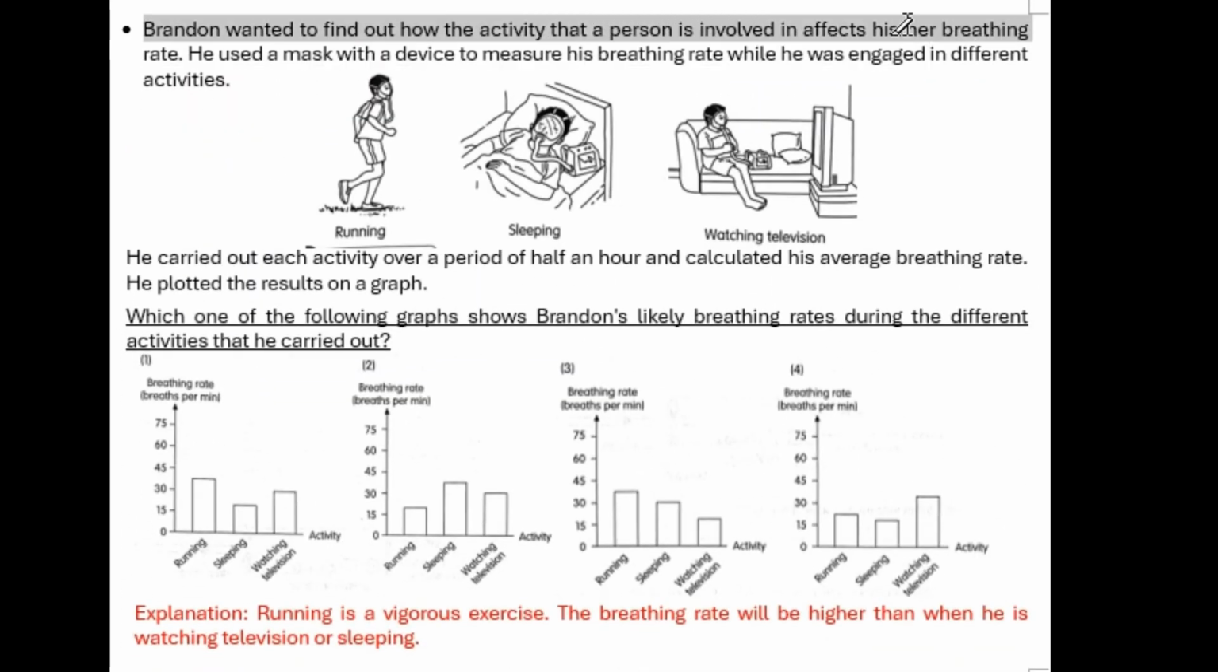Brandon wanted to find out how the activity that a person is involved in affects her breathing rate. He used a mask with a device to measure his breathing rate while he was engaged in different activities. He carried out each activity over a period of half an hour and calculated his average breathing rate. He plotted the results on a graph. Which one of the following graphs shows Brandon's likely breathing rates during the different activities that he carried out?